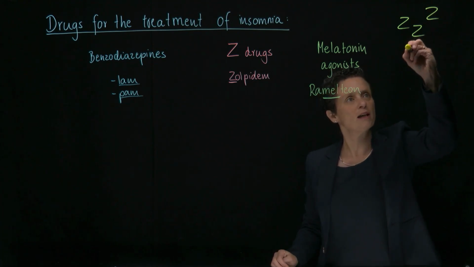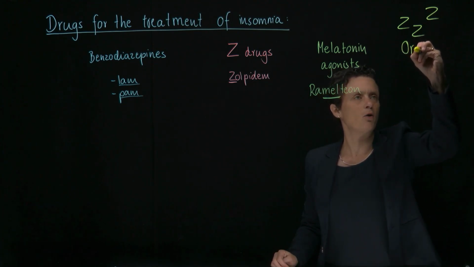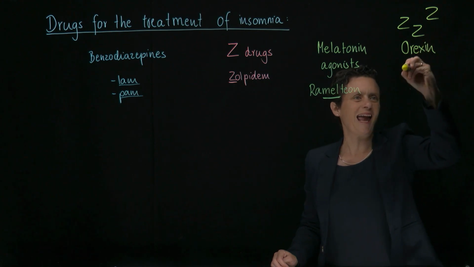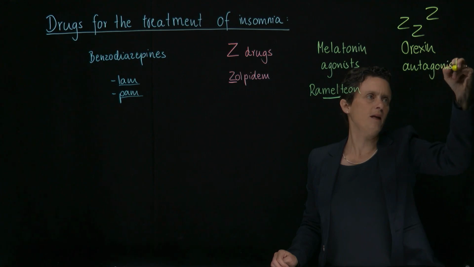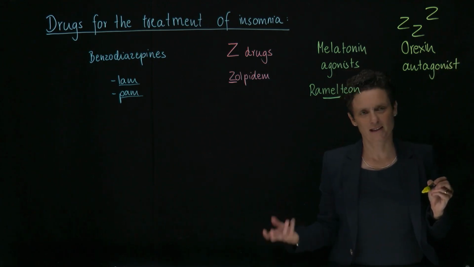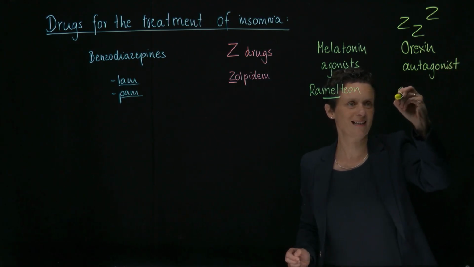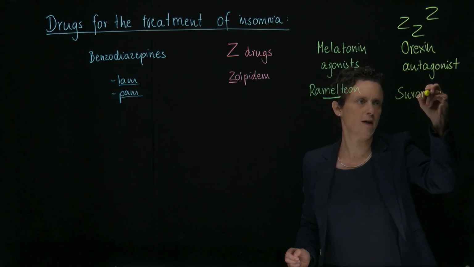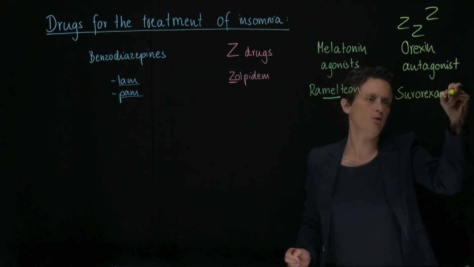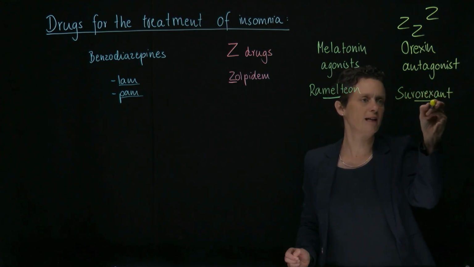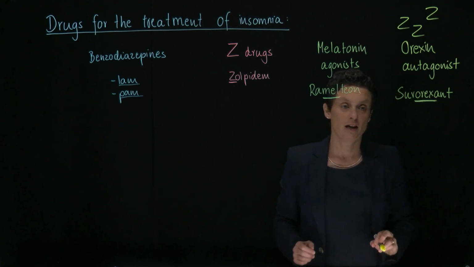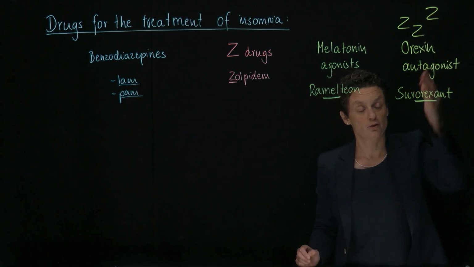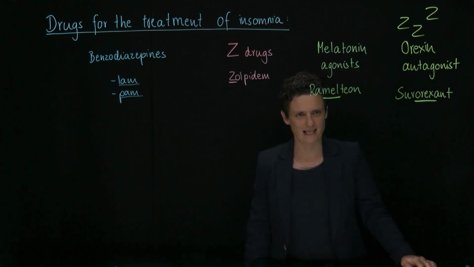And then an even newer kid on the block is an orexin antagonist. And the drug in this class that I would remember is suvorexant. And you can also see nicely orexin is in its name. So this is another good help to recognize an orexin antagonist.